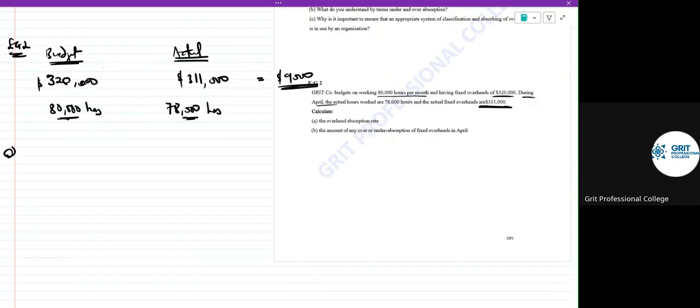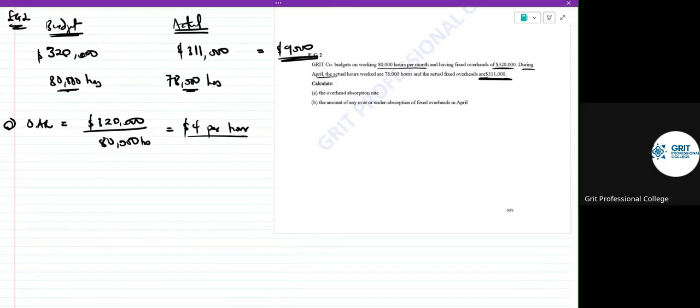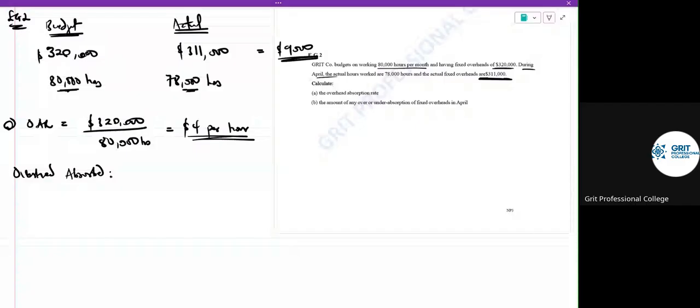All right, so here we will have what we call the OER. And since we already know how to compute it, that will be $320,000 based on budget information divided by 80,000 hours. And that'll give us an OER of $4 per hour. Once we have this OER, we can use that to calculate what we call the overhead absorbed. Someone should help me. How do we calculate the overhead absorbed based on the information that we have here?